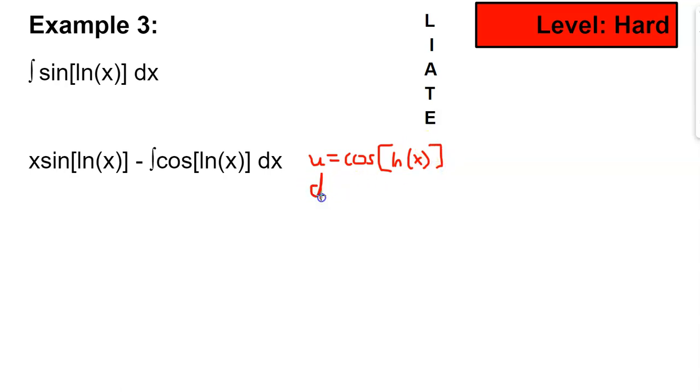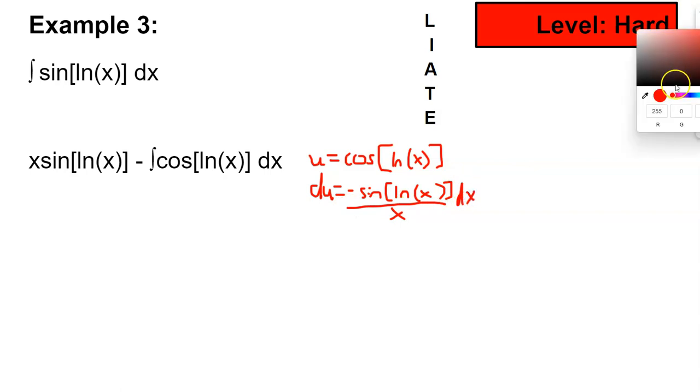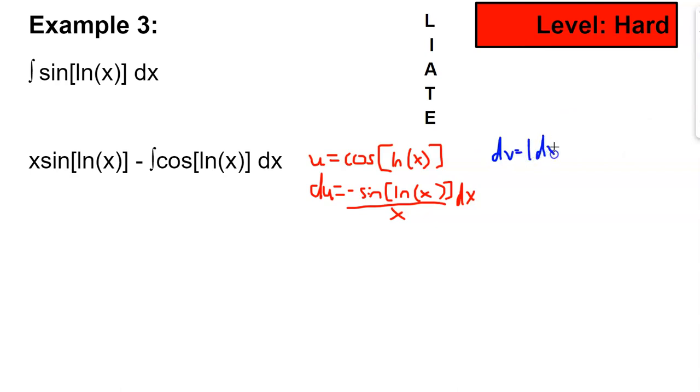And then du is going to be the derivative. The derivative of cosine is negative sine, and then we have what's inside, ln of x, and then use the chain rule to multiply by the derivative of what's inside. The derivative of ln of x is just 1 over x, so all that over x dx. And then dv is just going to be 1 dx, and the antiderivative v is x.